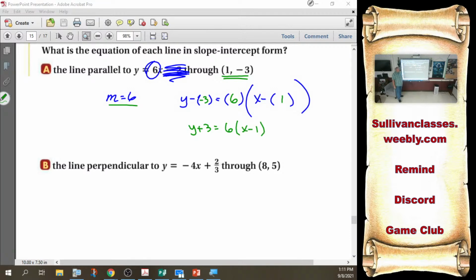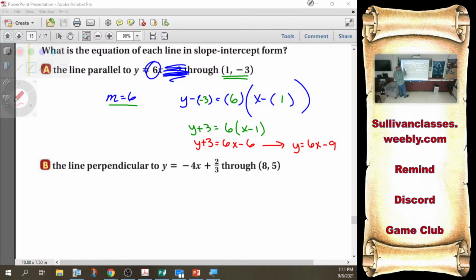It does ask for just a line, and oh, there's the directions. What form do they want it? Okay, so I do have to keep going. I'll distribute it and subtract 3. But when it asks to be parallel or perpendicular to a line, the only thing about that line that you care about is its slope, nothing else.